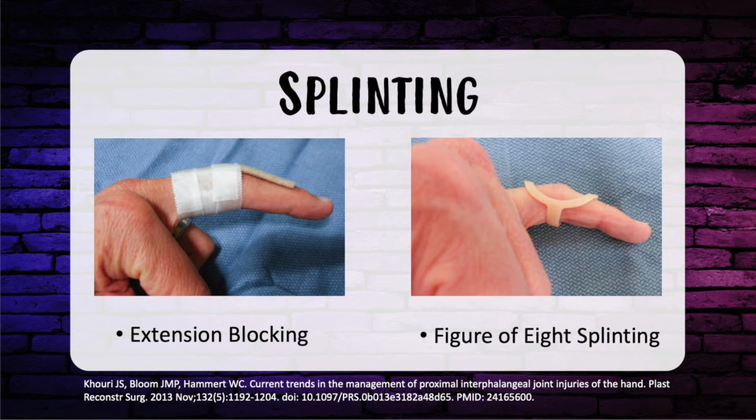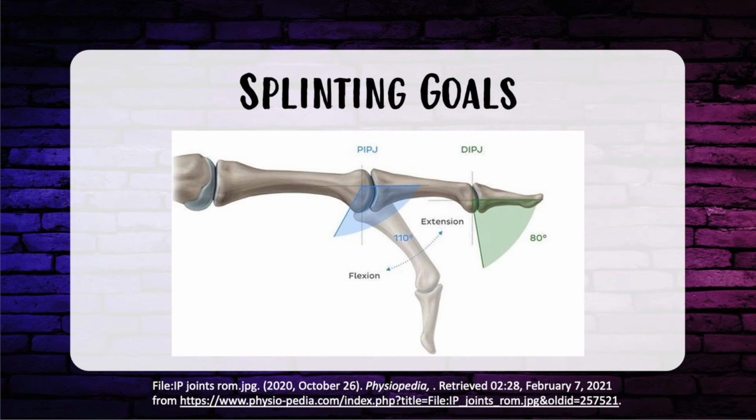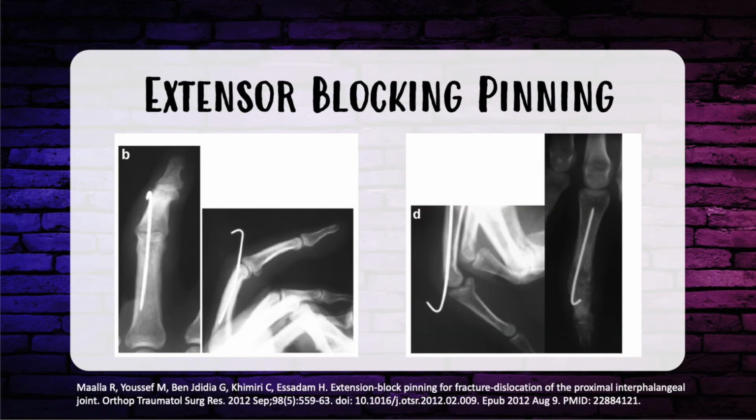Most injuries are stable with 25 to 40 degrees of blocking. The goal should be to reduce the block by 25 degrees each week after injury, otherwise PIP joint contracture will ensue. Now, Sanam, what is extension block pinning? An extension block pin is when you drill a K-wire in the head of the proximal phalanx, which effectively prevents the PIPJ from extending. Usually it's pinned so that it blocks the PIPJ about 30 degrees from extension.